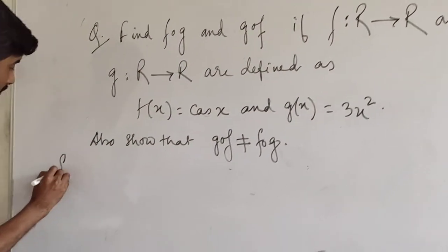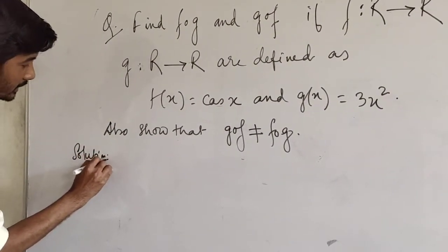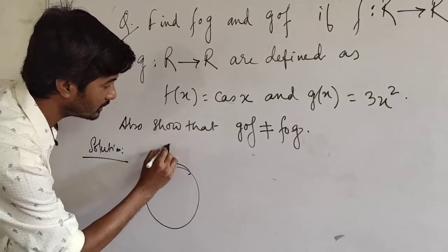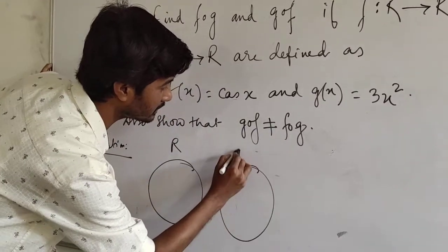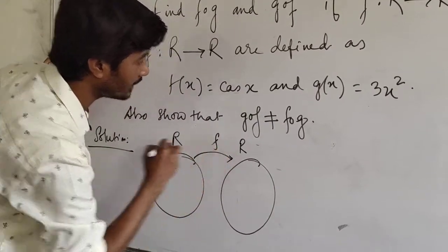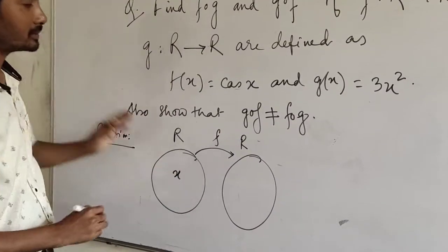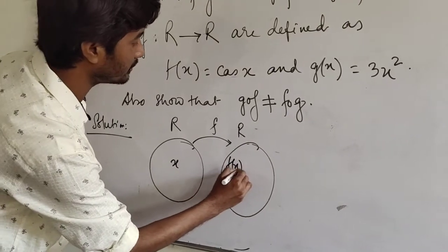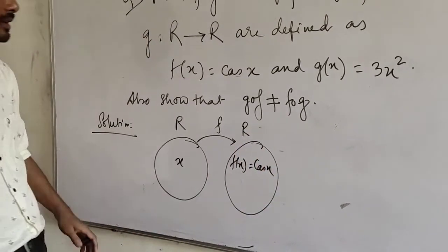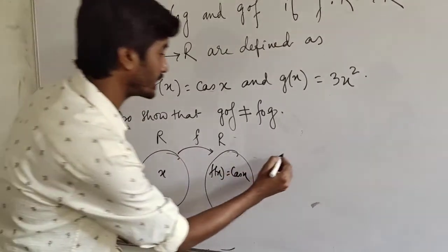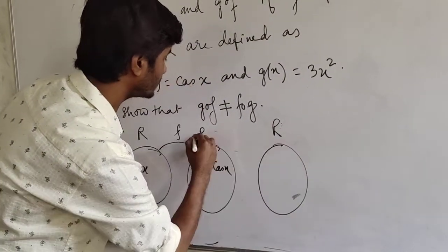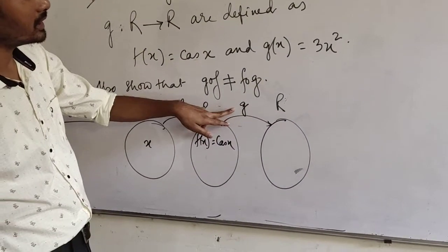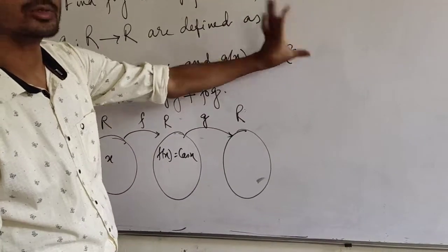Now let us see. First we draw the diagram. This one is R. This one is R. The first function is our f, and here if I take x in the domain R, we have f(x), which is given as our cos x. So this is the first function f. The second function is given again from set R to R. This is our g. Now the definition of g is that g(x) equal to 3x square.